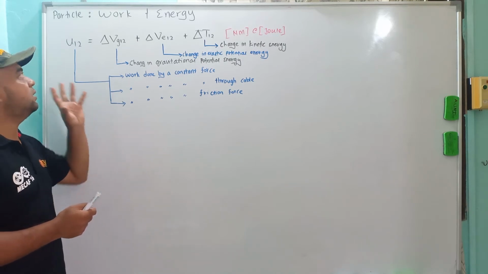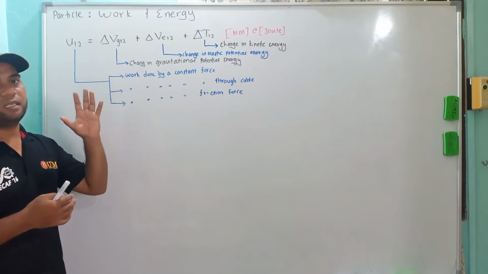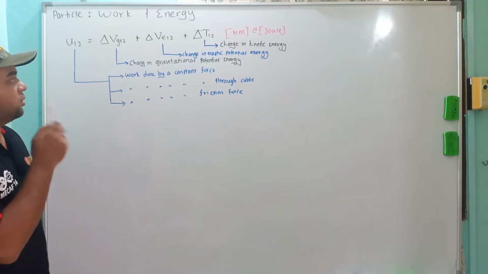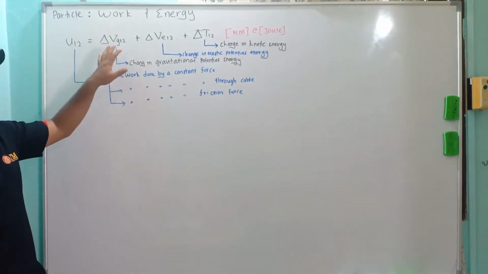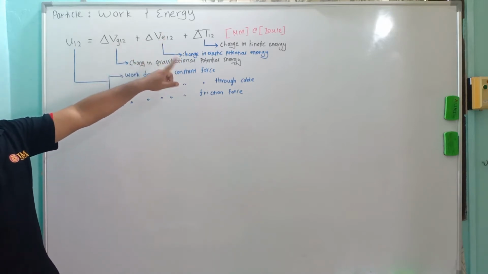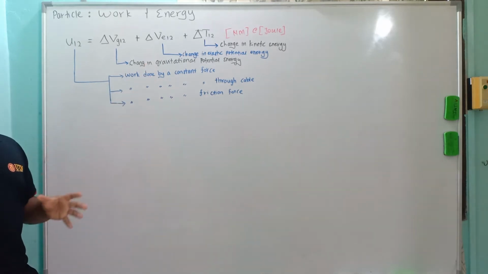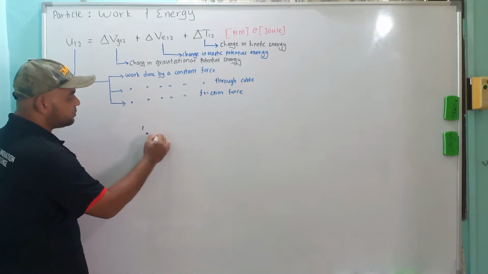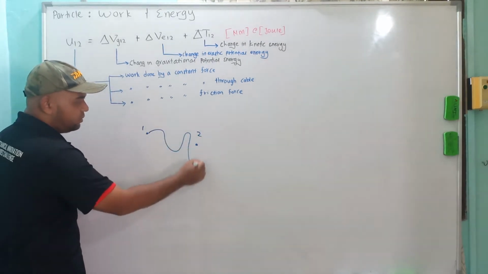If you understand the work energy for the particle, it will surely help a lot during the work energy for the rigid body. The equation for the work energy is U12 equal to delta Vg12 plus delta Ve12 plus delta T12. Notice that we have 12, 12, 12, meaning that the work energy involves 2 points, from point 1 to point 2. So what happened in between?